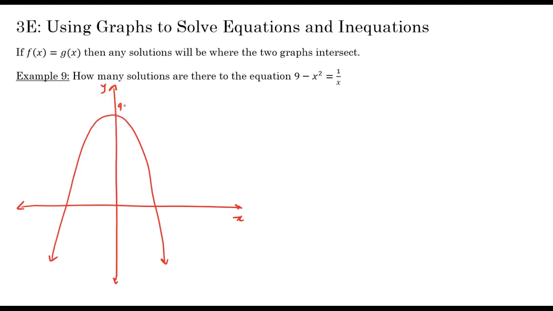Right, we've sketched a lot of these things before. y equals 9 minus x squared. So that's the left-hand side of my equation. Now, the right-hand side, y equals 1 over x. Well, that looks a bit more like this.